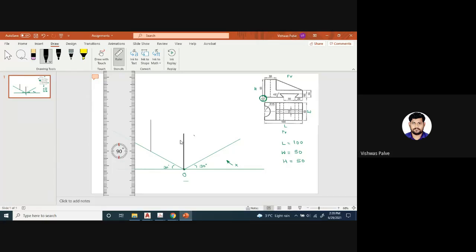Then after that, in isometric, there are only three types of line. One is a 30-degree inclined line towards right, 30-degree inclined line towards left, and a vertical line. With the help of these lines, we will be able to draw any of the problem.